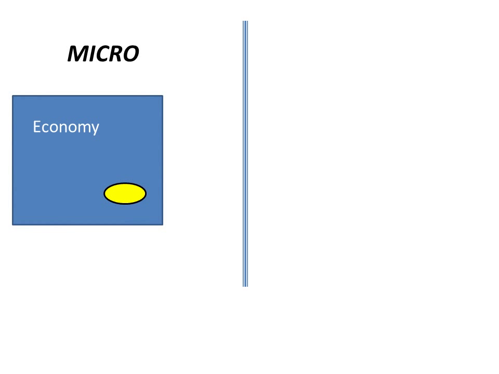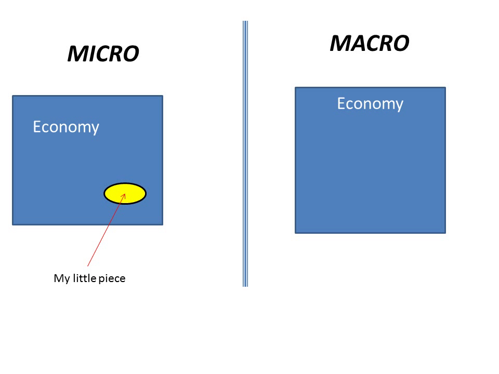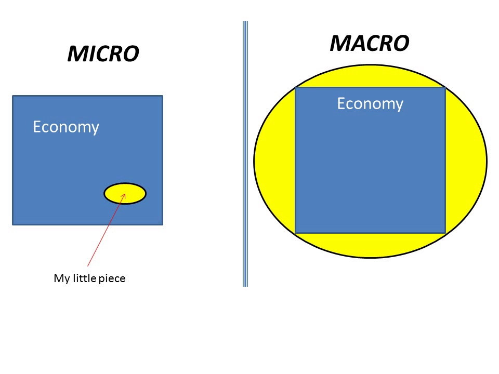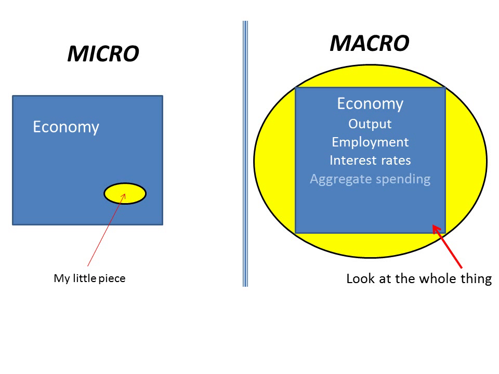Given that general framework, the field is divided into two basic parts. In microeconomics, we consider decisions made in isolation. We take the economy as a whole as given. Macroeconomics is different. It concerns the economy as a whole, the totality that results from those individual decisions. We look at things like the overall level of output, the overall level of employment and of wages, interest rates in different markets, aggregate quantities of consumption, government spending, investment, exports, imports.